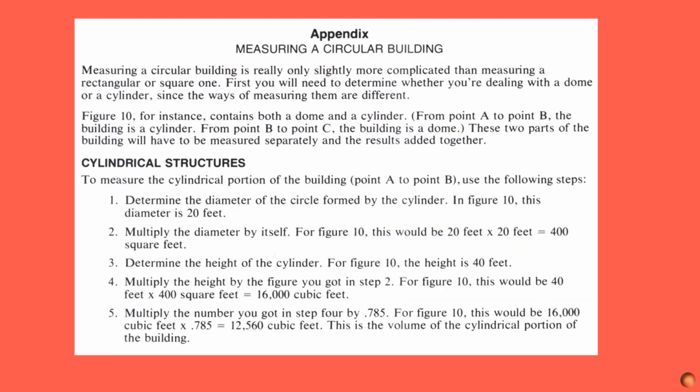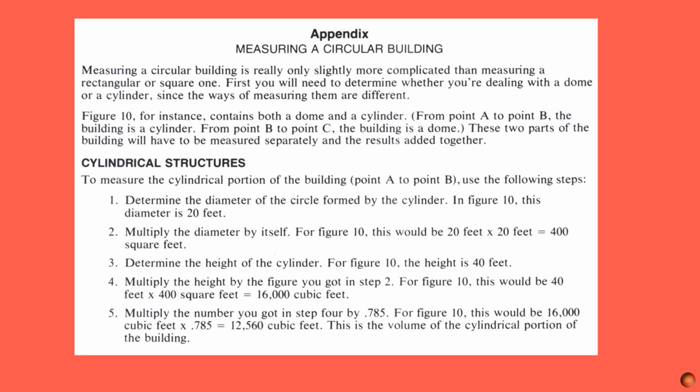Appendix: Measuring a circular building. Measuring a circular building is really only slightly more complicated than measuring a rectangular or square one. First, you will need to determine whether you're dealing with a dome or a cylinder, since the ways of measuring them are different. Figure 10, for instance, contains both a dome and a cylinder. From point A to point B, the building is a cylinder. From point B to point C, the building is a dome. These two parts of the building will have to be measured separately and the results added together.